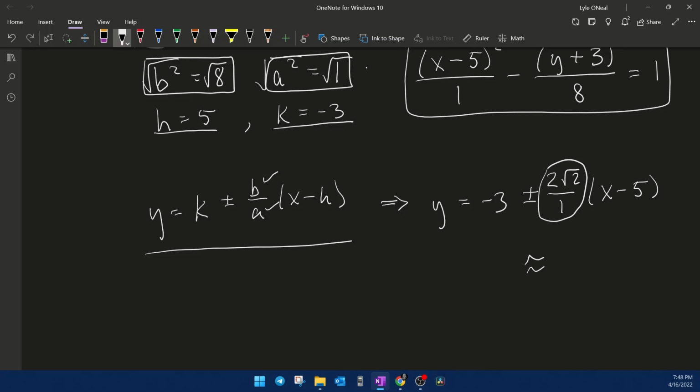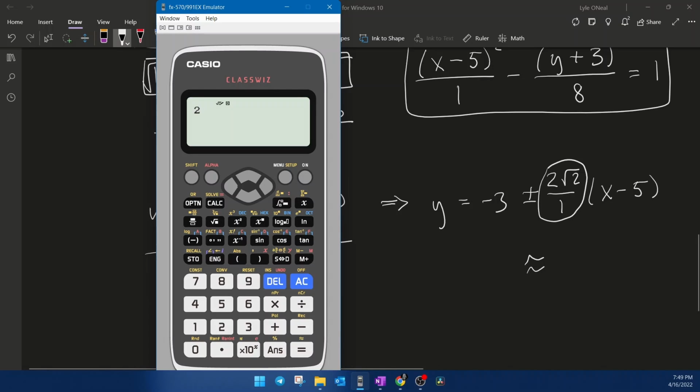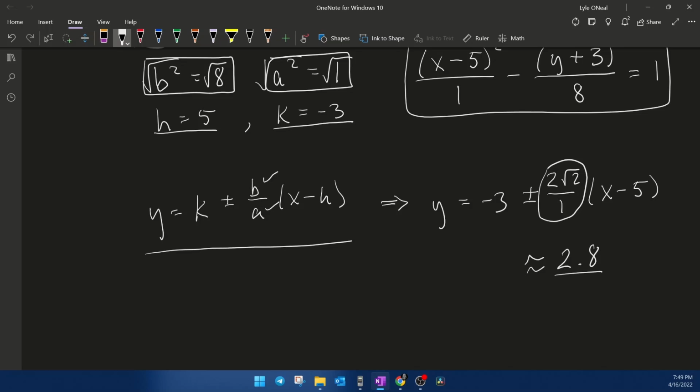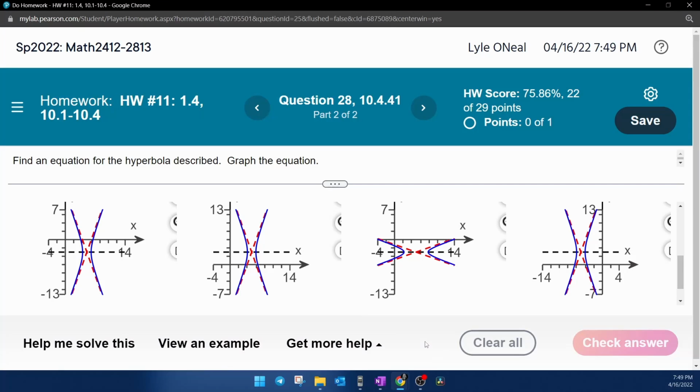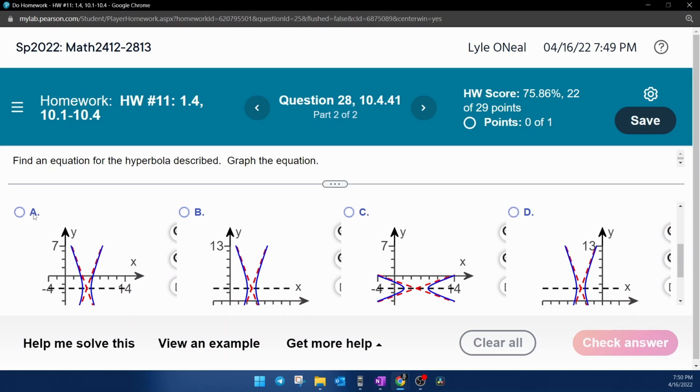What is that approximately? In our calculator, 2 square root of 2 is about 2.8. And that's about 2.8 over 1. So that would be a rise of 2.8 and a run of 1. That's going to be kind of steep. So going back to our answer choices, remember it's between answer choice A and C. The one that has the steeper of the two asymptotes is answer choice A, up about 3 over 1. So I'm feeling pretty confident that the correct answer is going to be A.